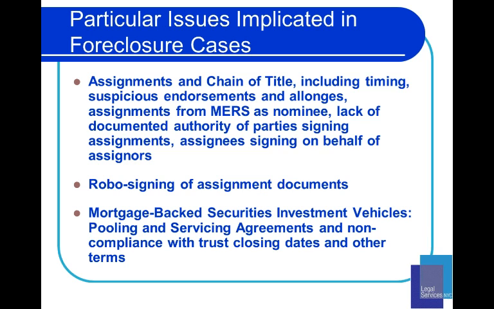Just to point out the major, the particular issues that we tend to see implicated in foreclosure cases generally revolve around the assignments and the chain of title, the timing of those assignments, suspicious endorsements and allonges, which we'll talk about as we get into some of the cases, assignments from MERS, Mortgage Electronic Registration System, as nominee, lack of documented authority of the parties who are purporting to sign assignments, assignees, in other words, those on the receiving end signing assignment documents on behalf of the parties supposedly making the assignments, obviously robo-signing of assignment documents.